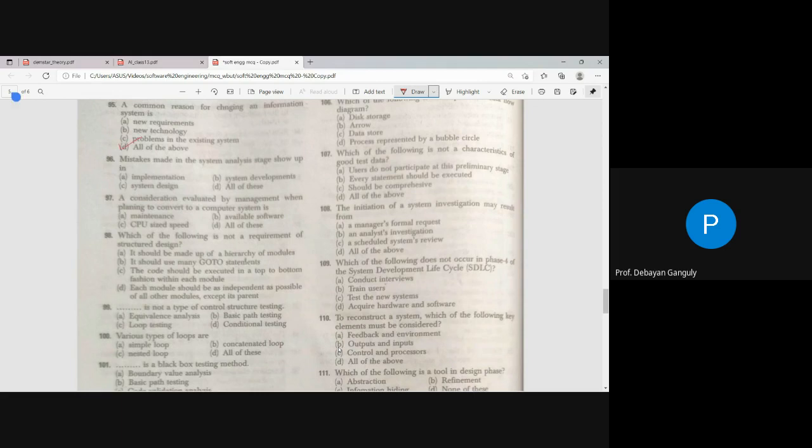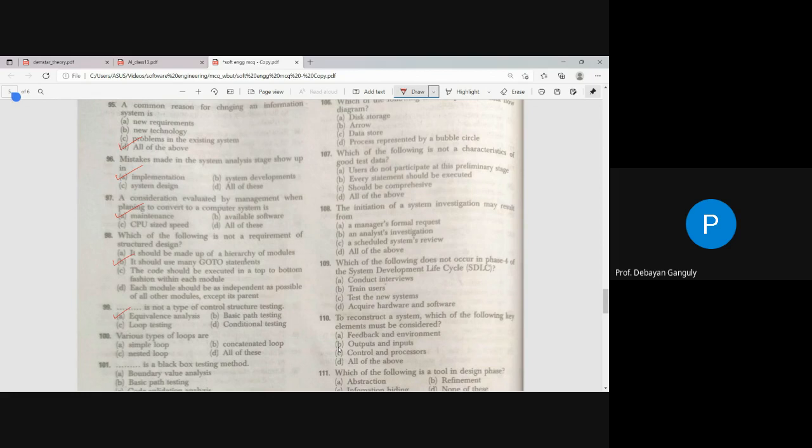Mistakes made in the system analysis stage show up in implementation. A consideration evaluated by management when planning to convert to a computer system, that is maintenance. Which of the following is not a requirement of structured design? That is, it should use many go-to statements. 99. Which is not a type of control structure testing? Equivalence analysis, that is not a type of control structure technique.